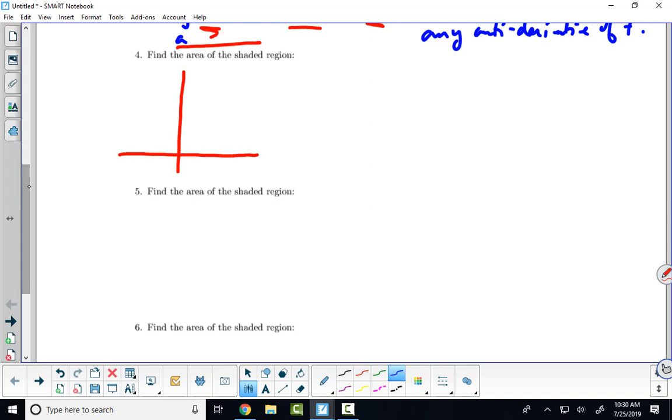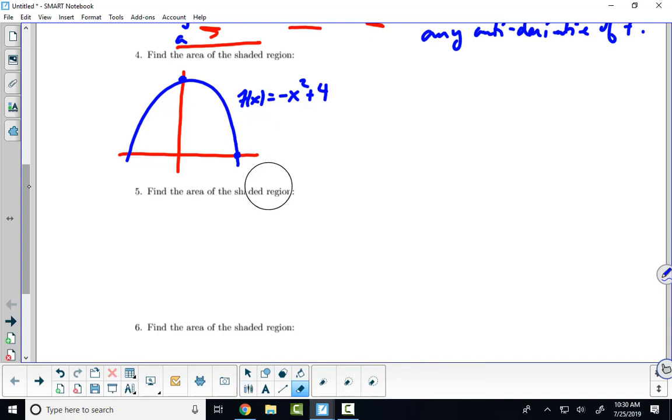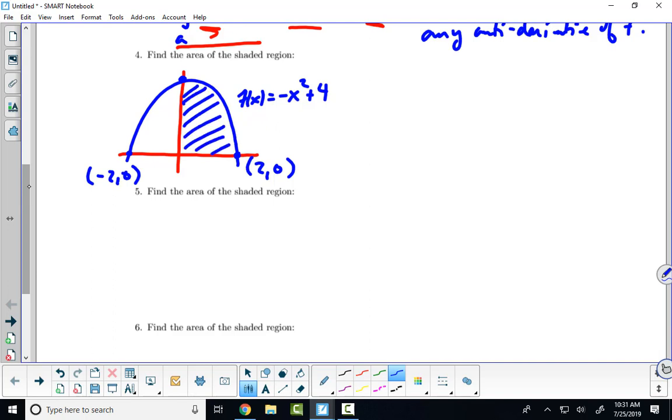So let me draw a little picture here. We're going to have a quadratic. This is going to be the function f of x is equal to minus x squared plus 4. That means this function is going to have x-intercepts at (2, 0) and (-2, 0). So in this first problem, I want us to compute this area right here.